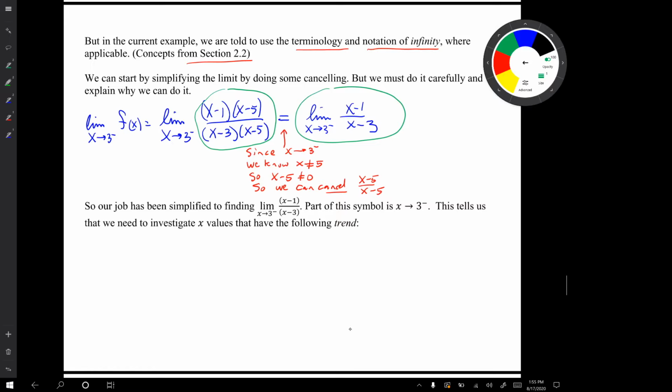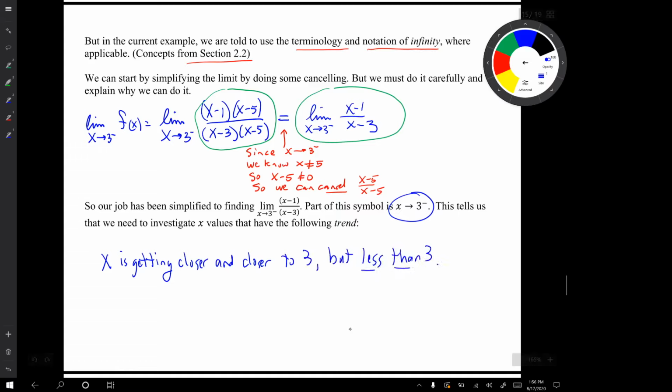So our original job of finding this difficult limit has been simplified to finding a simpler limit. So that's now our job. The limit of f of x is this simpler limit. So we are going to investigate this by making a table. So notice that part of this symbol is this. This tells us that we need to investigate x values that have this trend. So x is getting closer and closer to 3 and less than 3.